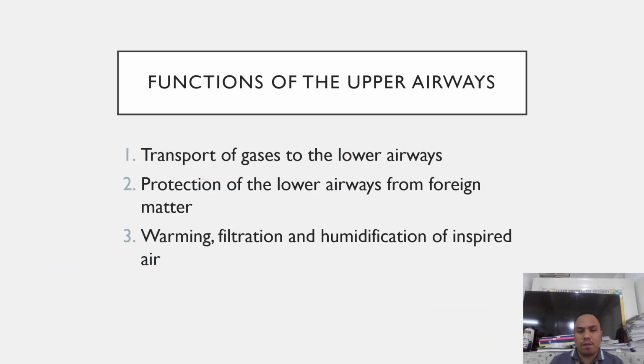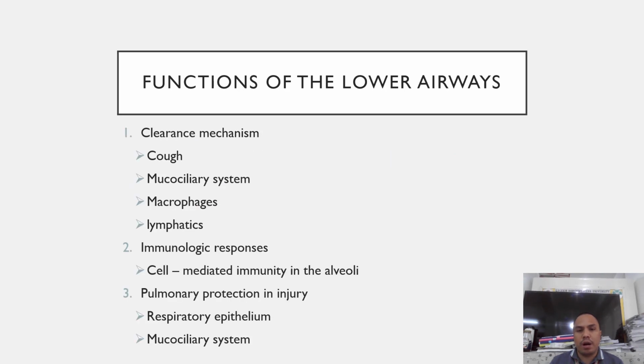Well, let's proceed to the functions of the upper airways. The functions are the following. Number one, we have the transport of gases to the lower airways, protection of lower airways from foreign matter, warming, filtration, and humidification of inspired air. So these are the functions of the upper airways. And then the functions of the lower airways, we have the clearance mechanism, and then we have the immunologic responses, and we have the pulmonary protection and injury.